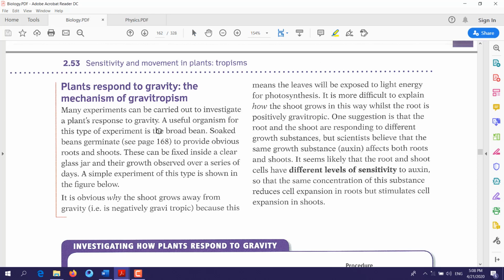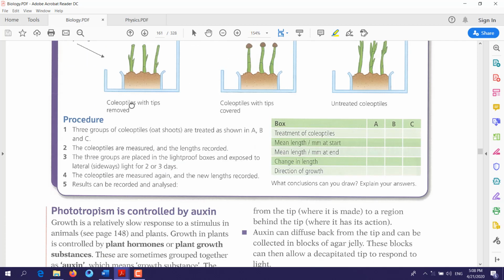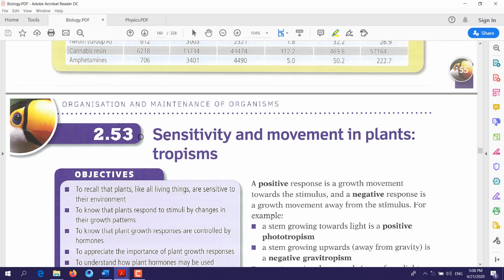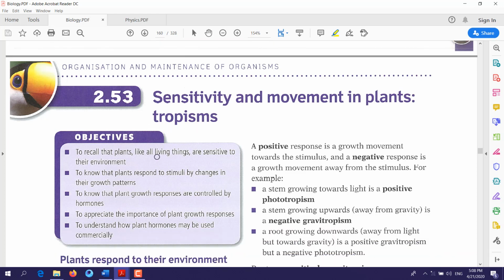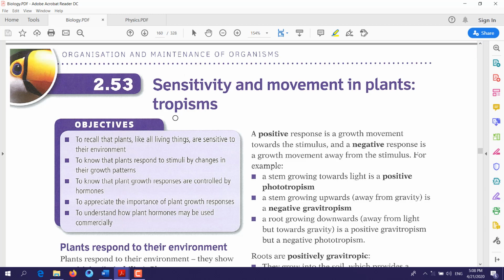Hello everyone. Today we will continue explaining 2.53. It was about sensitivity and movement in plants. Example, tropism. If you remember in the last lesson, we talked about tropism. We said we mean by tropism, it's the growth of a plant or a part of a plant in response to a stimulus.